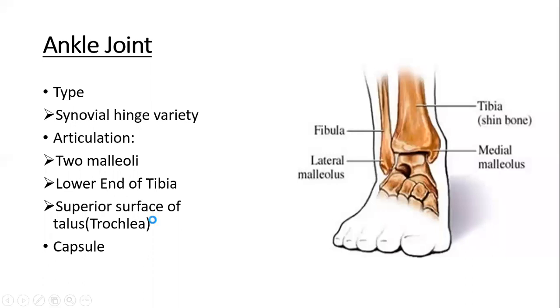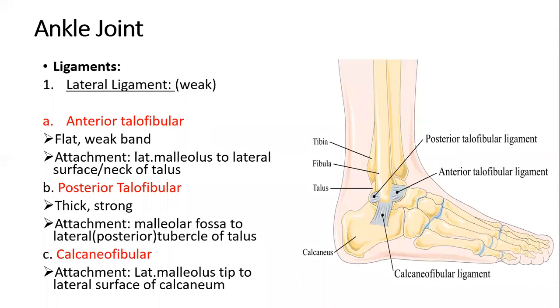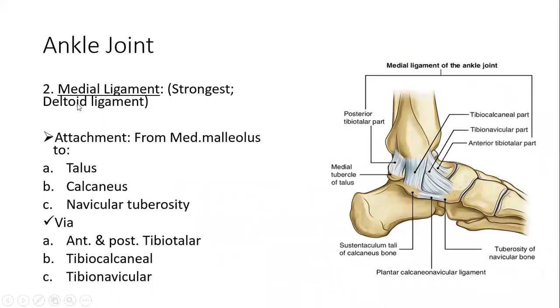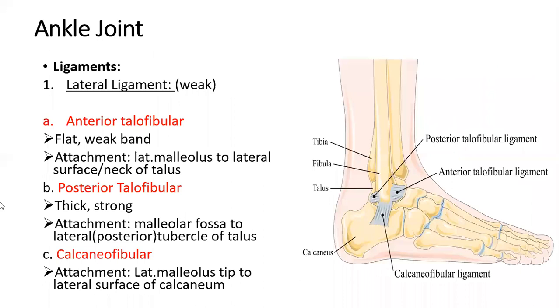So basically, you cannot skip any detail given in your recommended textbooks in the UHS, especially KLM. So next come the ligaments. Ligaments of ankle joint are very important, particularly its medial ligament, that is the deltoid ligament. It's a very famous ligament in the body, and it is a very strong ligament.